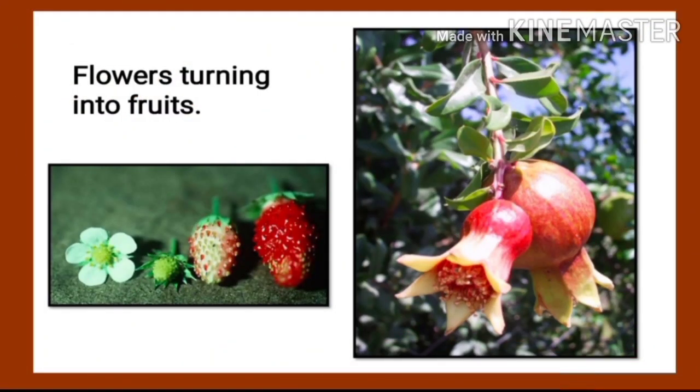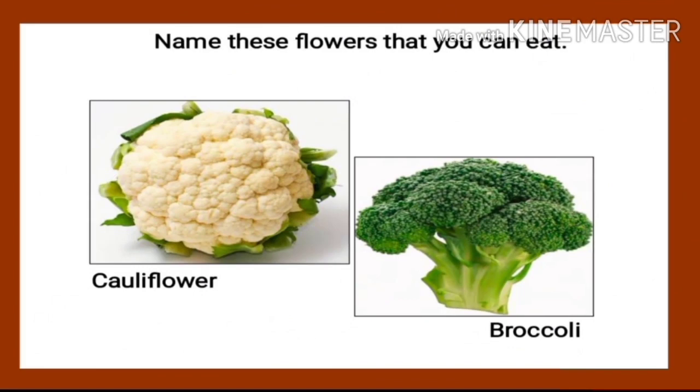Now here children, you can easily see flowers turn into fruits. Here this is the picture of pomegranate. You can easily observe how a pomegranate flower turns into a pomegranate. Children, name these flowers that you can eat, like cauliflower and broccoli.